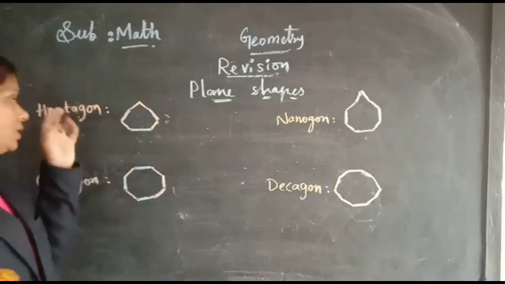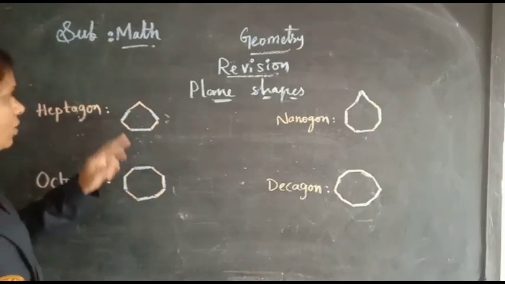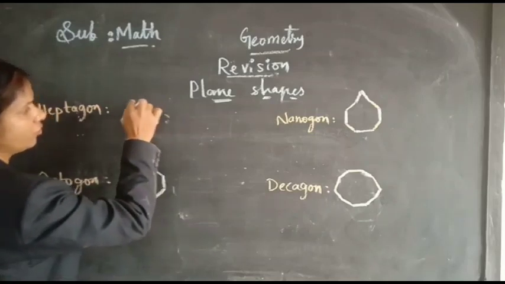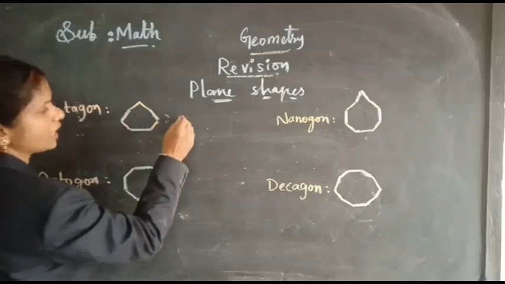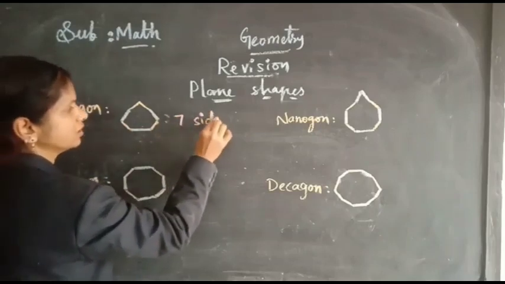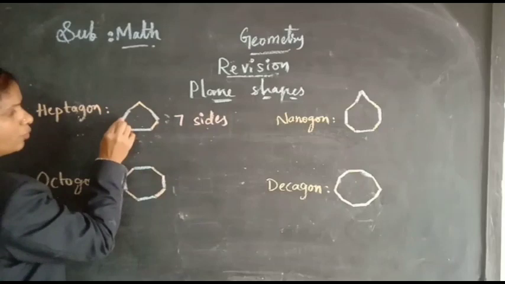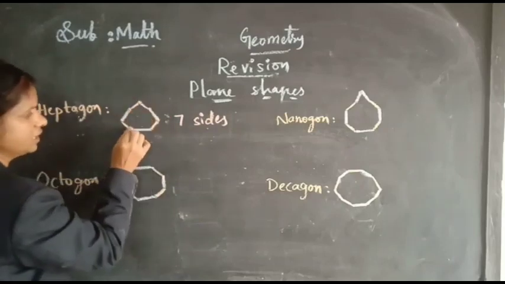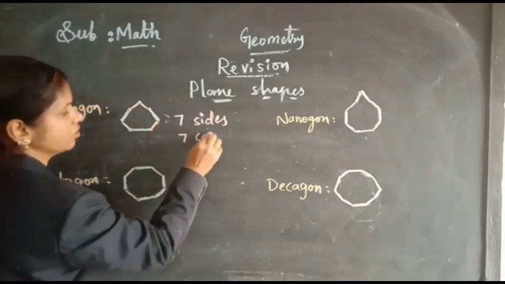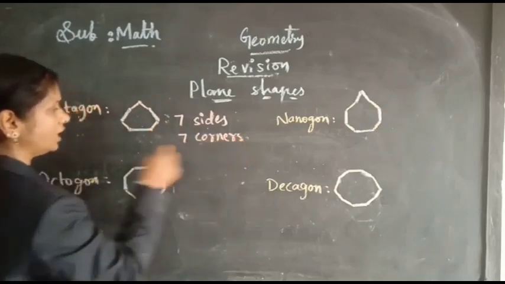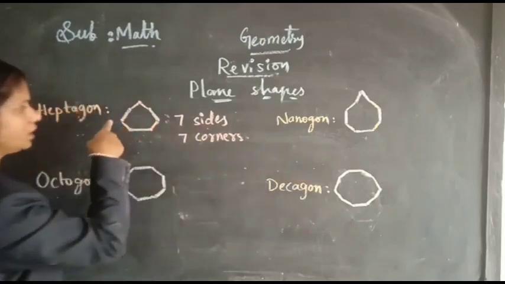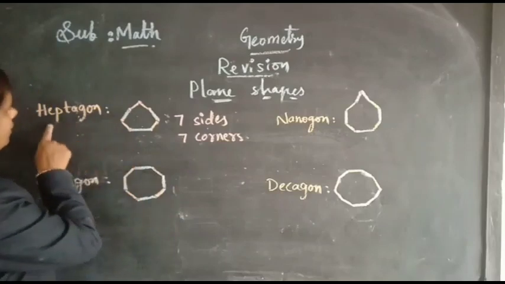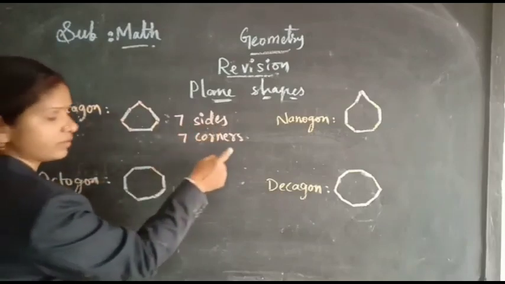Next plane shape is heptagon, children. Come on, let's count the sides here. 1, 2, 3, 4, 5, 6, 7. So it has 7 sides. Corners: 7 corners. You can see here I have drawn alternate sides with a different color, children. So heptagon has 7 sides, 7 corners.